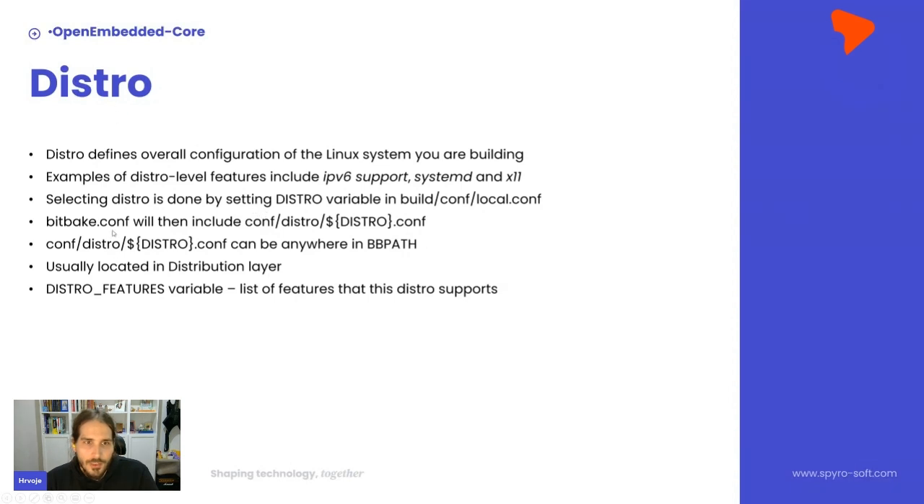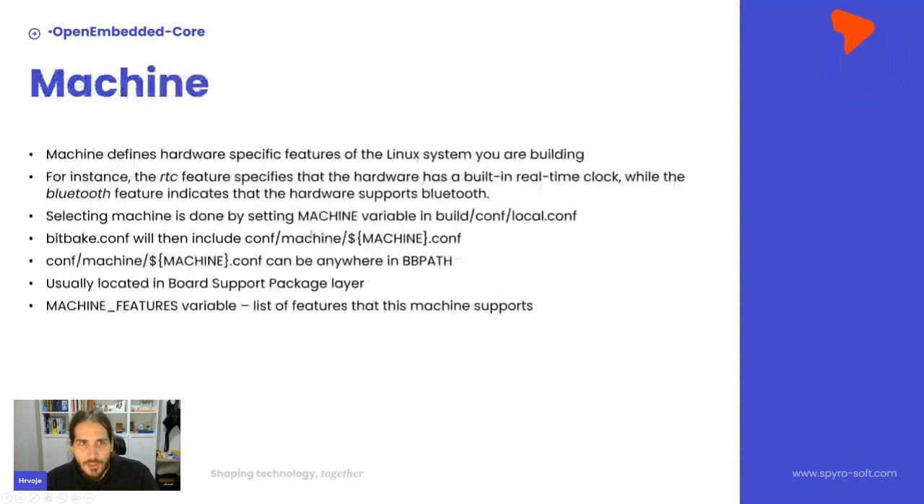What's important for distro configuration? There are a lot of variables and configuration in distro configuration, but the most important one is DISTRO_FEATURES, which contains a list that looks something like IPv6, systemd, X11. There's also an option to remove some things from the distro, but I won't be talking about that now.